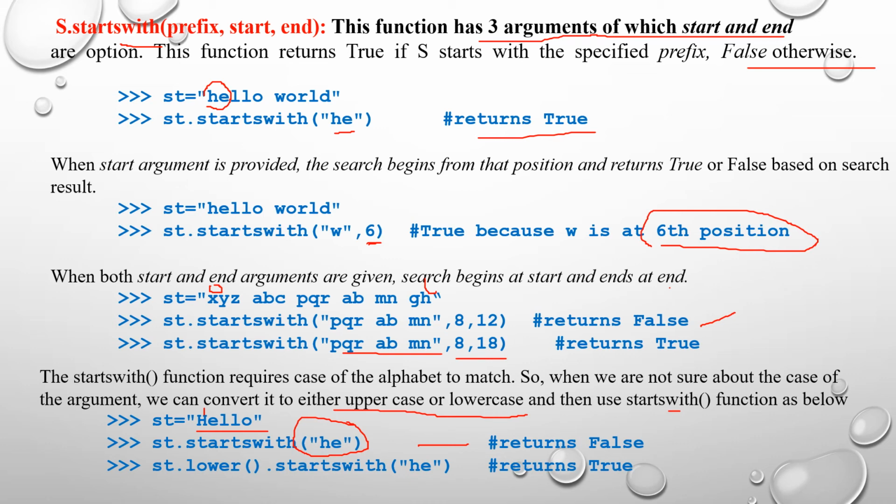If you want a True result, first we have to convert the given string into lowercase. So st.lower(), this is one of the inbuilt functions, .startswith("h"), this is the argument. So this instruction returns the True value. So these are the use cases of the startswith built-in function.